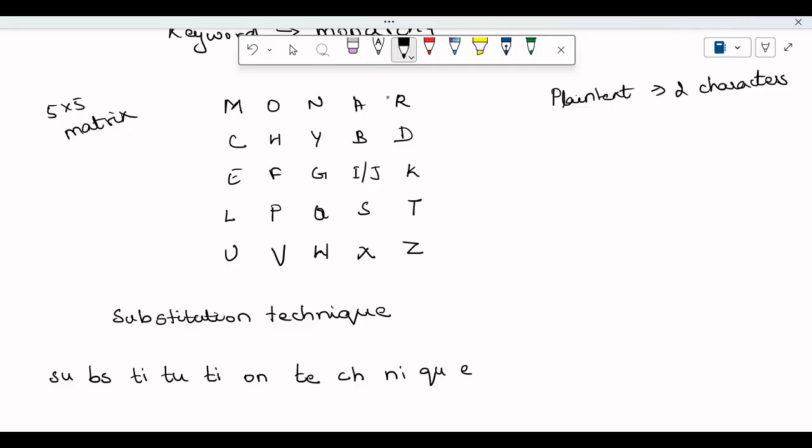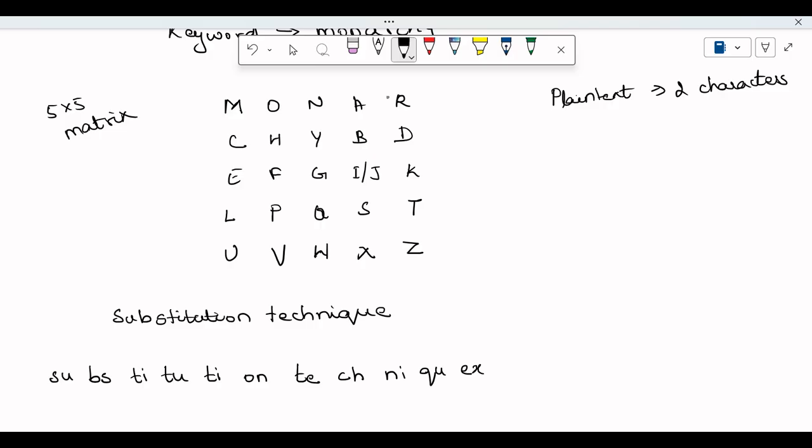So I am going to use a filler. I can use any filler, but it should be known to the receiver as well. A less frequently used character can be used as a filler. Here I am going to use X as the filler. This is how the pre-processing is done.